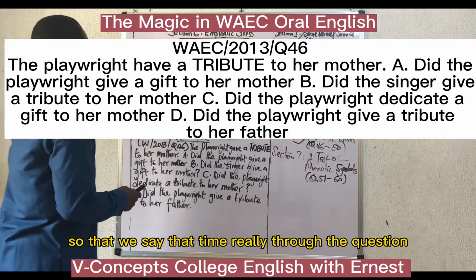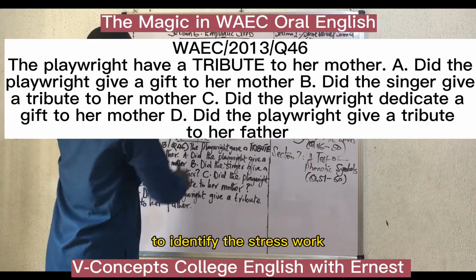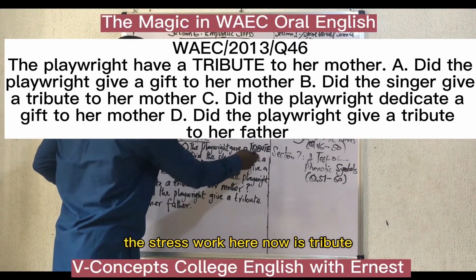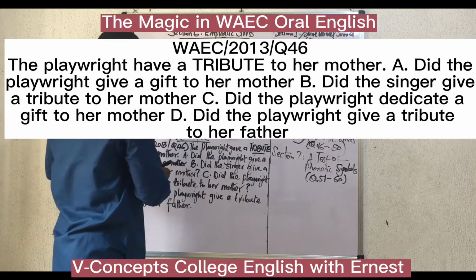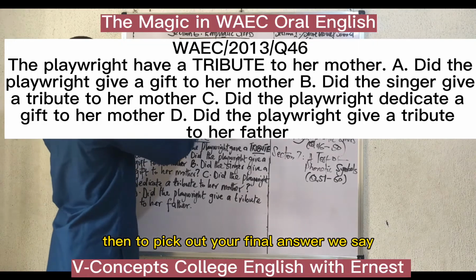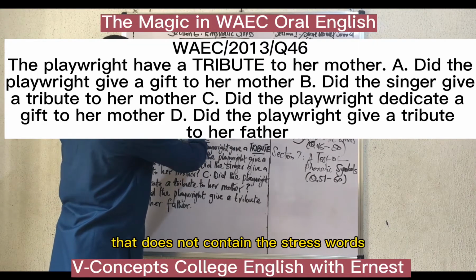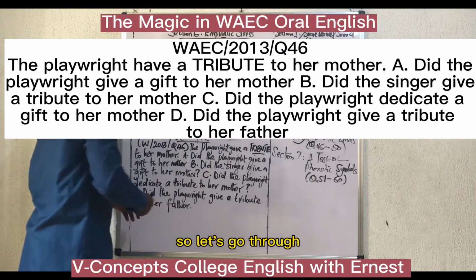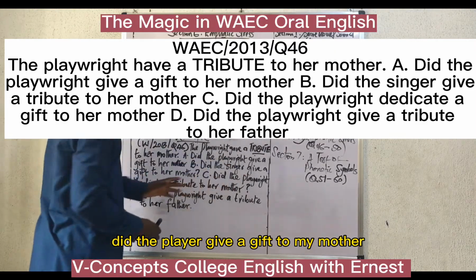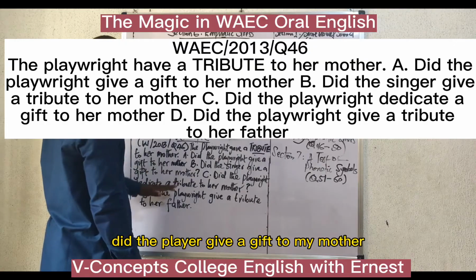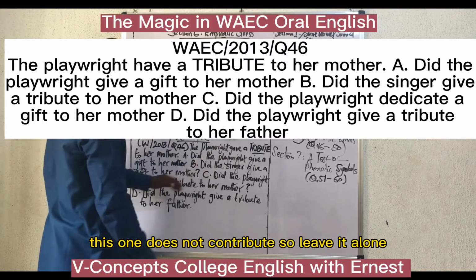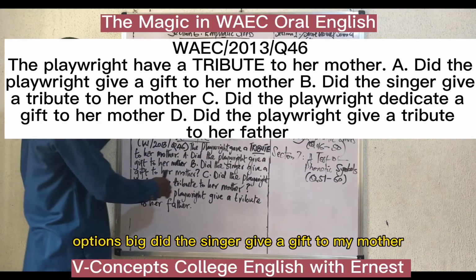So like we said, after reading through the question, number 2, we identify the stressed word. The stressed word here now is tribute. Then to pick out your final answer, we pick out the option that does not contain the stressed word. So let's go through. Did the playwright give a gift to her mother? This one does not contain tribute, so leave it alone for now. Let's go through the rest of the options.